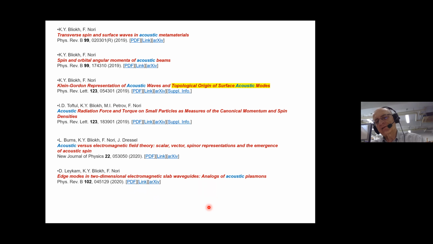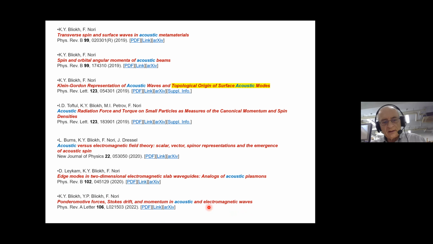So of course, these systems are all different from each other. This is obvious even to a high school kid, but what's not obvious are the analogies. So the focus of many of these slides today will be analogies between very different problems. Also this year, we're looking with Kostya Bliokh and his father at essentially ponderomotive forces, Stokes drift, and momentum in acoustic and electromagnetic waves. Again, looking at many analogies. So there will be many, many analogies today.